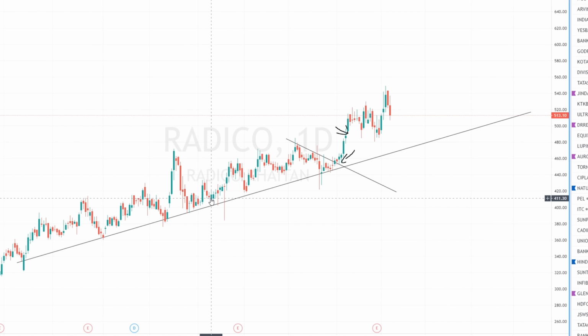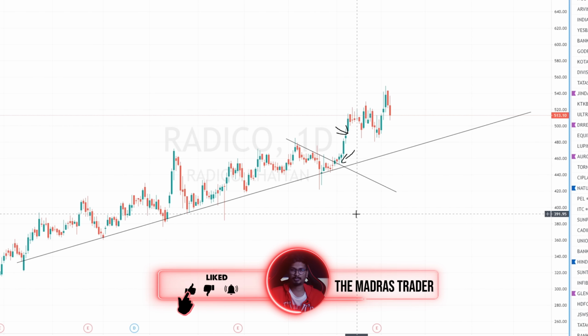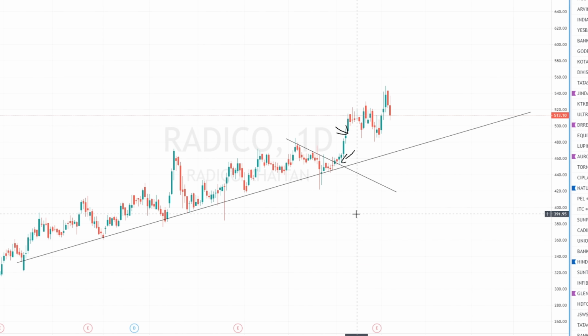And also one more thing, guys, I have seen similar setups in many stocks. Probably you can do a bit of homework. We have traded the same kind of setup. You will find many setups like this. You can go and check it up, and let me know in the comment section which setup is similar to Radico. Okay.